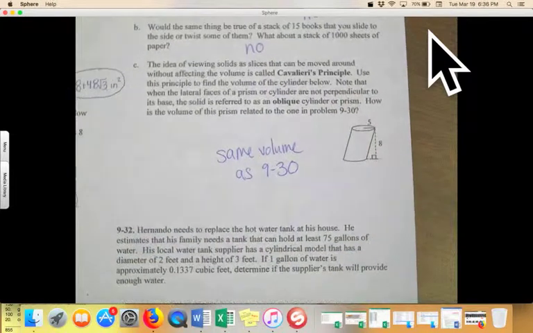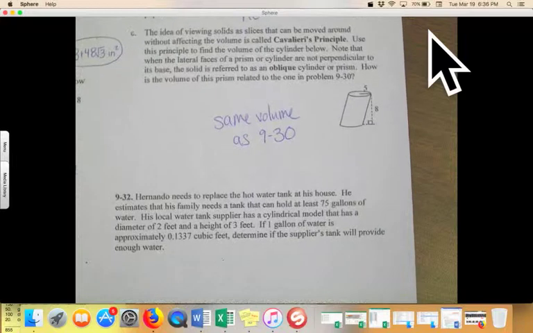Okay, so for 9-32, Hernando needs to replace the hot water tank at his house. He estimates that his family needs a tank that can hold at least 75 gallons of water. His local water tank supplier has a cylindrical model that has a diameter of 2 feet and a height of 3 feet. If 1 gallon of water is approximately 0.1337 cubic feet, determine if the supplier's tank will provide enough water.